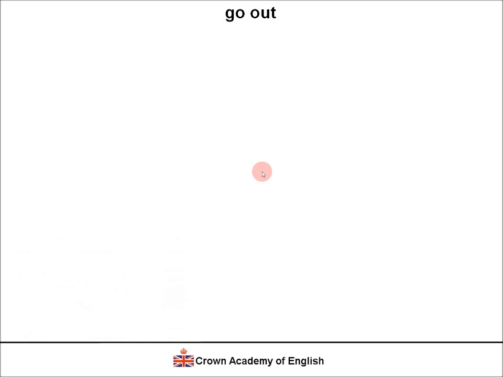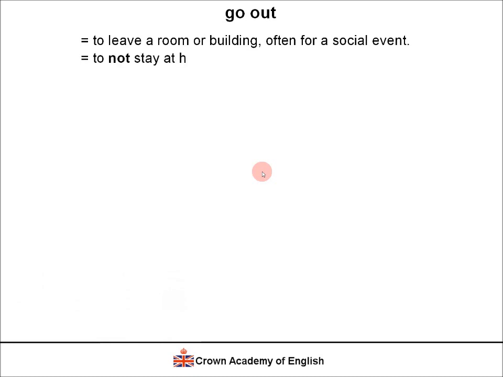Go out. So this means to leave a room or building, often for a social event. So it means to not stay at home. For example, if you do not want to stay at home in the evening, it is because you want to go out.